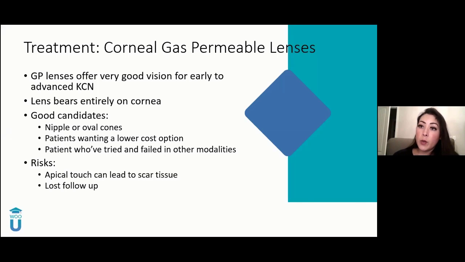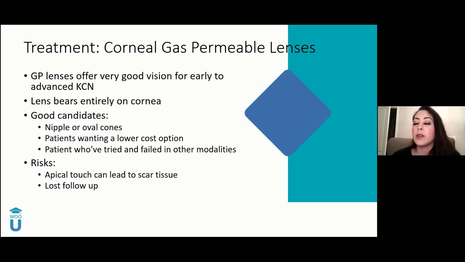Some of the risks that we have to be aware of with corneal GPs is that apical touch, especially a significant amount of apical touch, can lead to scar tissue. And what happens if they're lost to follow-up care? This is something that's happened to some of my patients where I have fit them and I am positive they've got a beautiful 3-point touch with the lens that I have fit. And then I don't see them for 3 years.